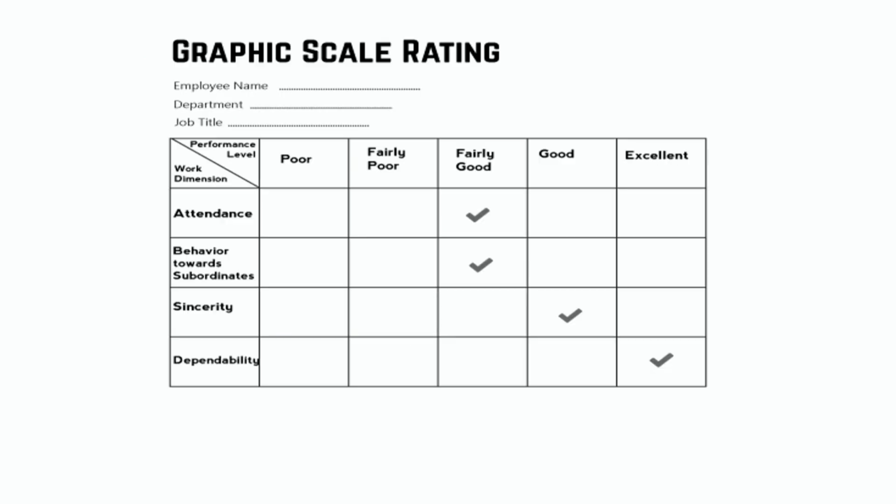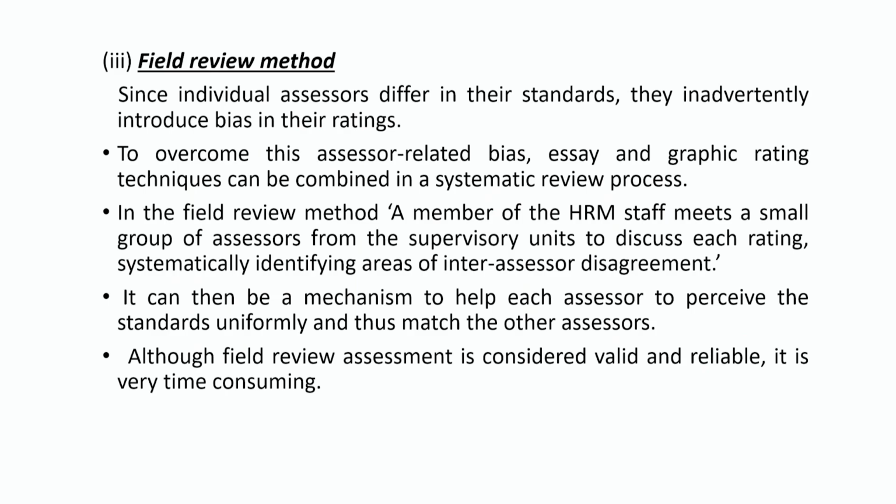Another example of a graphic rating scale here is, you can see these are dimensions on which the person can be rated, and these are the scale parameters. So this is an example. For example, say it's Raju, department is management, job title is supervisor. So he has been rated with respect to attendance fairly good, behavior towards subordinates is also good, sincerity is good, and dependability is excellent. The third method is called the field review method.